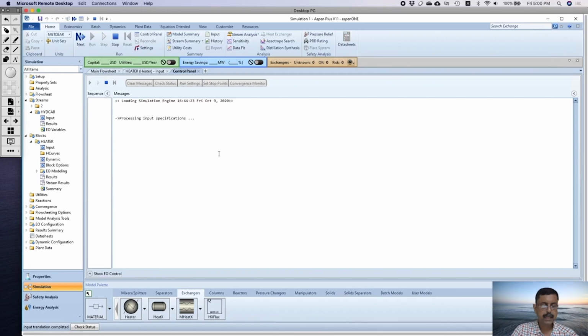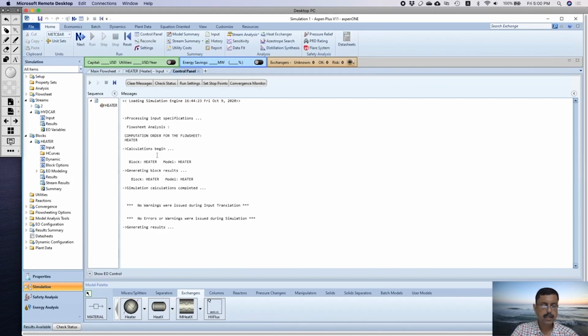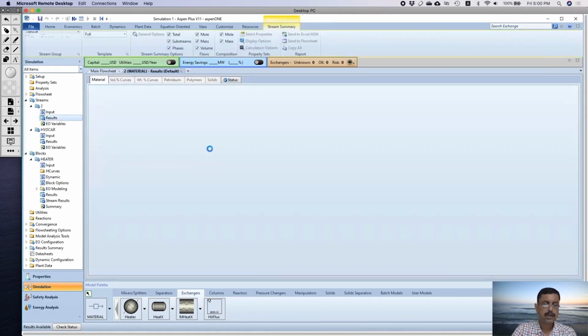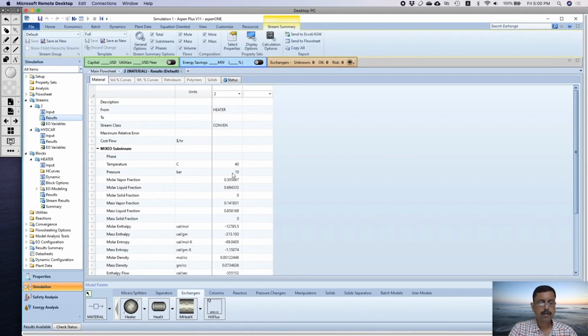So calculations begin, heater, simulation calculation completed with no warning, no error. It is quite understandable because our flow sheet didn't have any complication. We have a feed which is being heated in a heater. Now here we can see the result. Double click and you will find the material result. So the outlet will have the temperature of 40 degrees centigrade because the heater is maintained at 40.